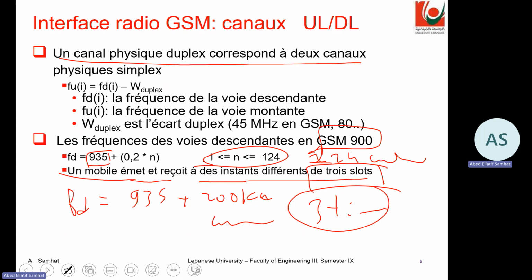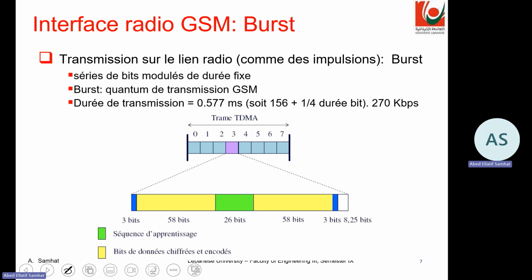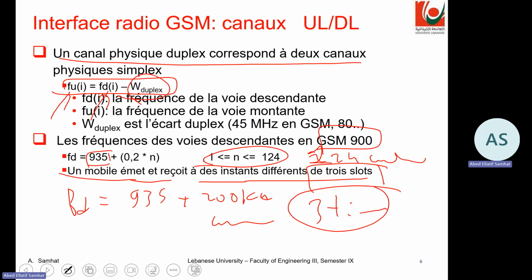So if you want to define the uplink and the downlink, you just need to subtract the distance, which is 45 megahertz in GSM 900 and 80 megahertz in GSM 1800 megahertz. So this is typically the different channel uplink and downlink. As we said, for each physical channel we have 2 channels, one at the uplink and one at the downlink, and this is what we call the duplex physical channel.